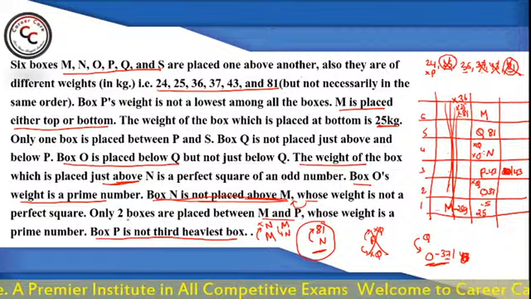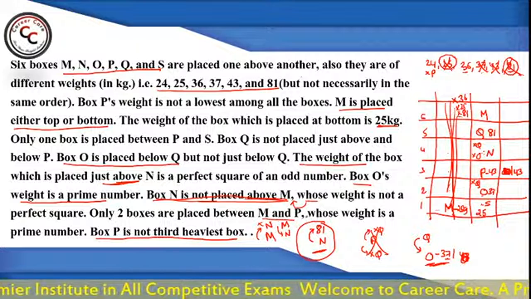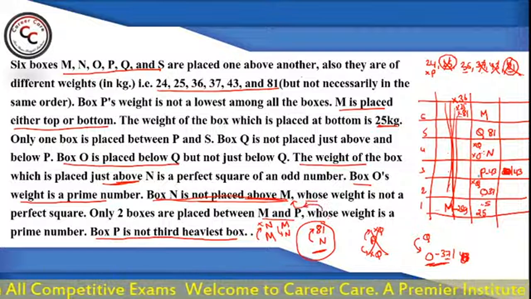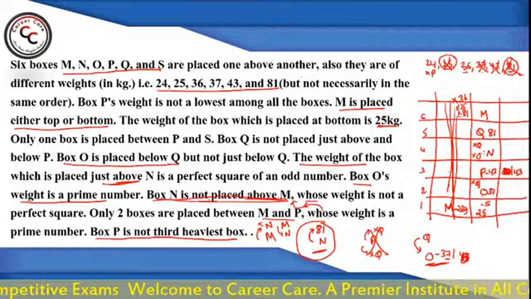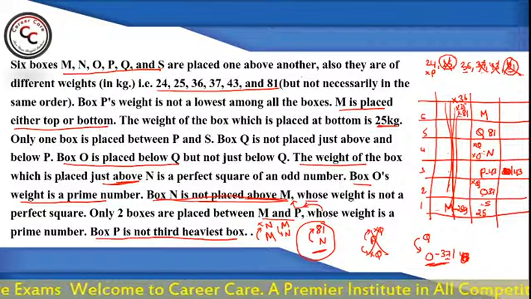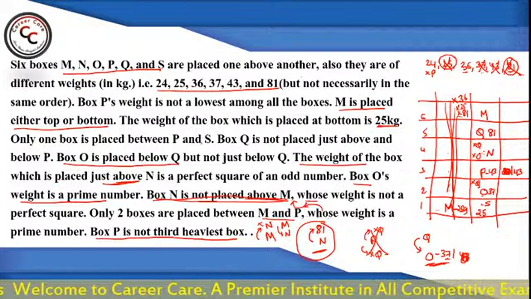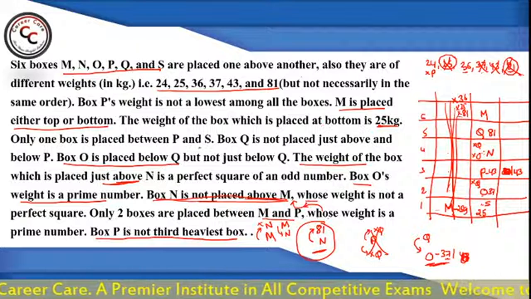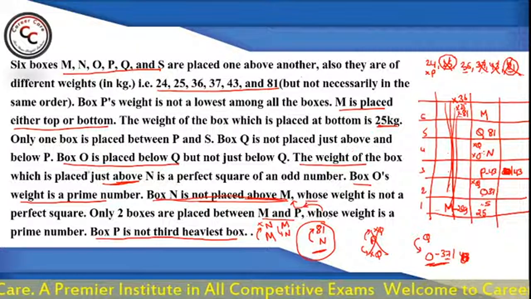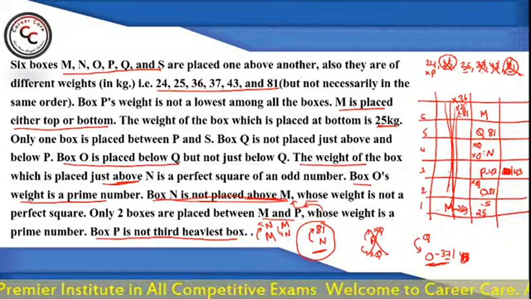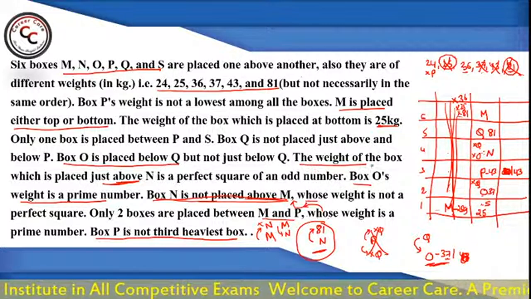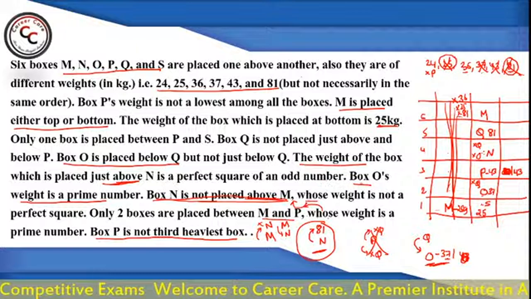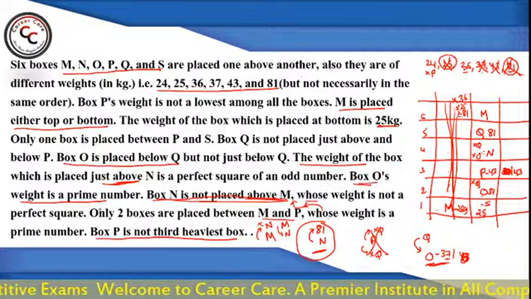Now here you can see that only two boxes are placed between M and P, whose weight is a prime number. So whose weight is a prime number? P's weight is a prime number, 43. Okay, fine. Then any other point we have? The weight of the box placed at the bottom, 25 kgs, finished. Only one box between P and S, finished. Q is not placed just above or below P. Box O is placed below Q but not just below. The weight of the box placed just above N is a perfect square of an odd number. Box O's weight is a prime number.